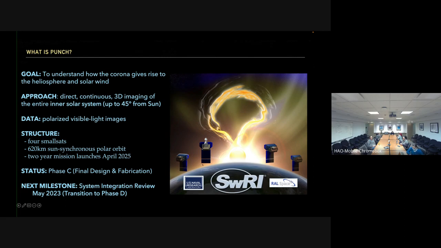We'll do 3D imaging using polarimetry, which I'll talk about later in the talk. The structure of the mission is we have 4 small satellites that are all going to a 620-kilometer sun-synchronous polar orbit, everybody's favorite orbit. We have a 2-year mission that launches in April of 25. I just came from our rideshare missions pre-launch working group meeting, and they're claiming February of 25, but don't you believe it. So we're in phase C, final design and fabrication. Our next milestone is system integration review in May, maybe in June, we'll see. And that's our transition to phase D, which is integration. So we're pretty well along.